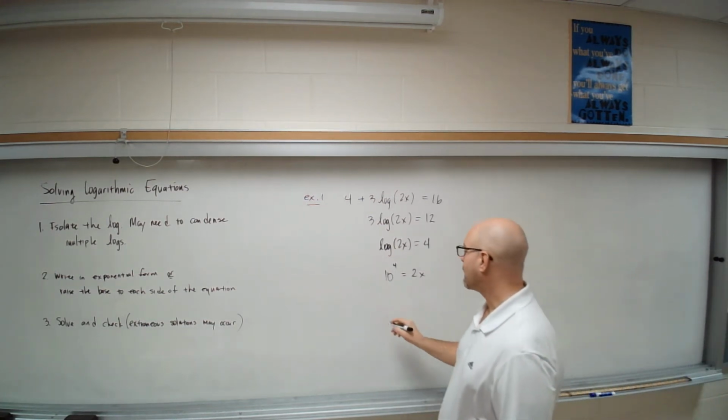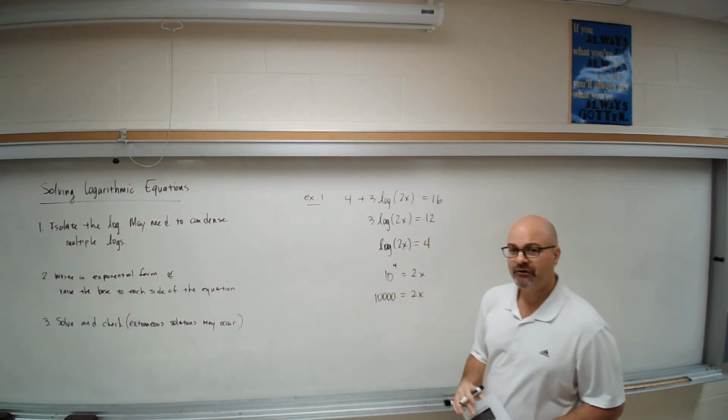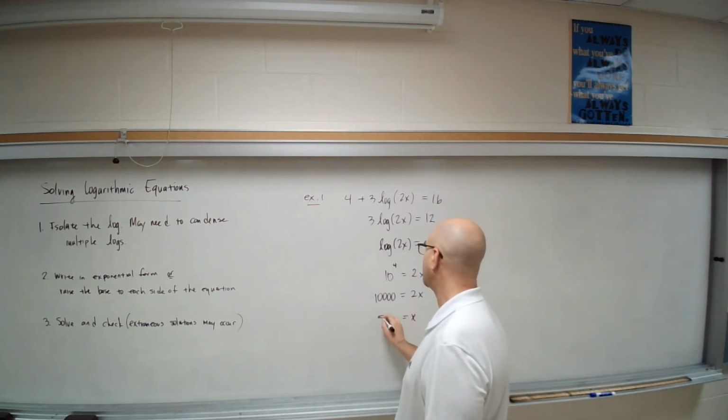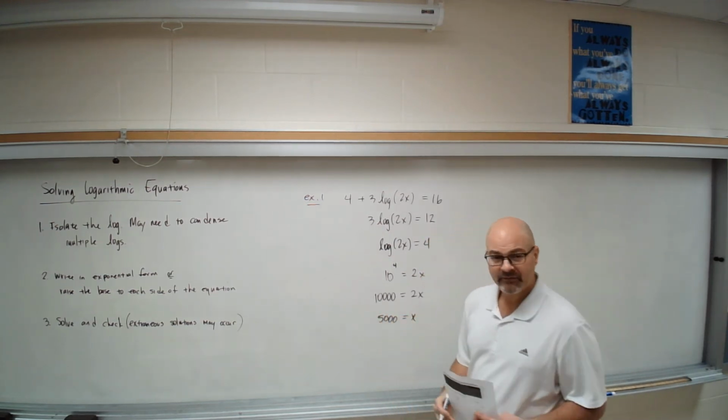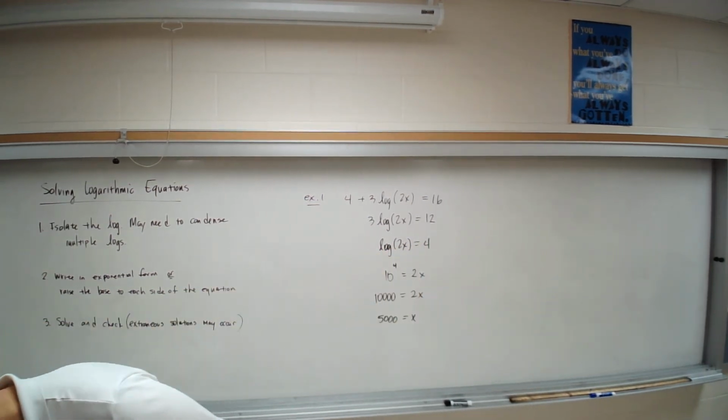10 to the 4th power is 10,000 equals 2x. So then x will equal 5,000 is our solution. Didn't even need a calculator there.